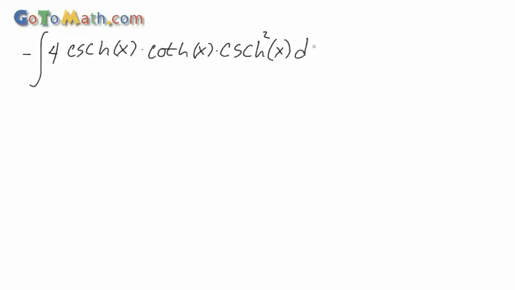Alright, so we got the integral of 4 something. Okay, cosecant hyperbolic x times cotangent hyperbolic cotangent, which I think is what you're supposed to say. And then we have cosecant h squared of x dx.